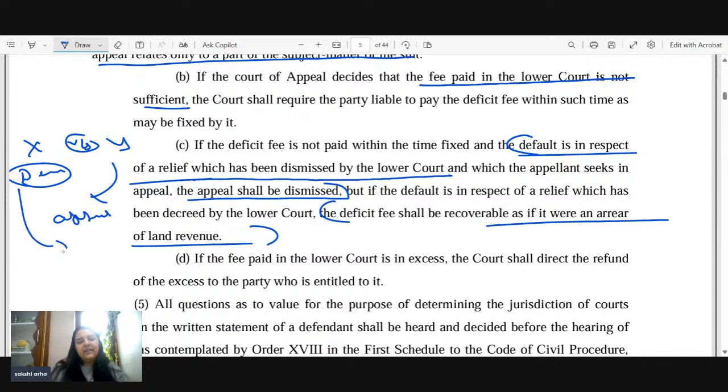Now, appellate court decided that this was not correctly valued by the lower court. Appellate court will ask him कि भाई फीस पे करो. अगर ये नहीं करता है तो इसको ऐसे रिकवर किया जाएगा जैसे कि लैंड रेवेन्यू का अरियर रिकवर करते हैं. ओके, सिंपल.